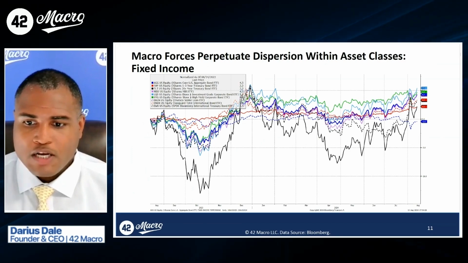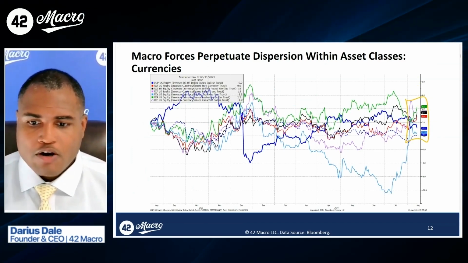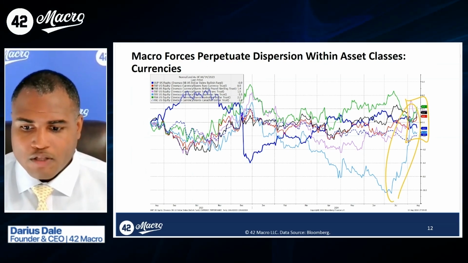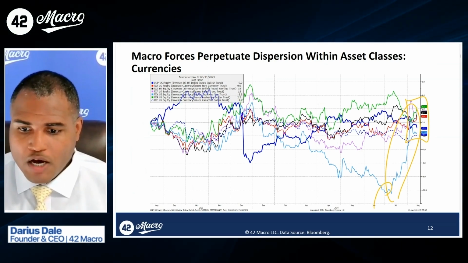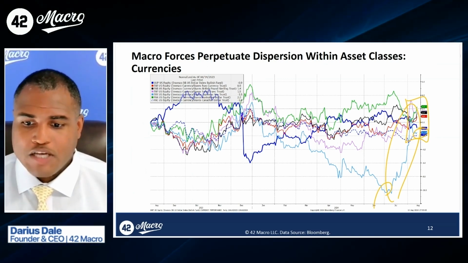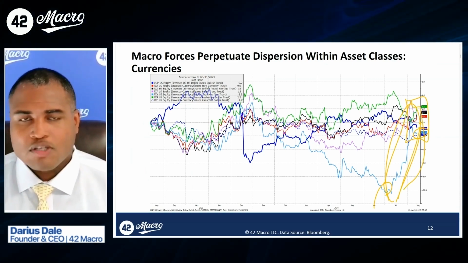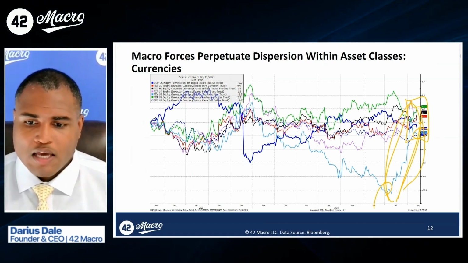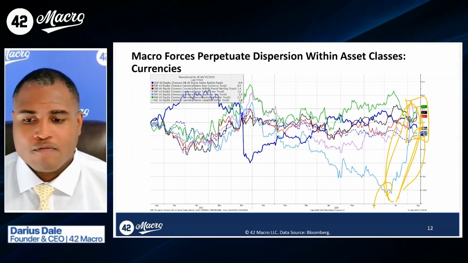Macro forces perpetuate dispersion within fixed income as well. They perpetuate dispersion within the currency market. Most recently, we saw a significant move in the Japanese yen off the lows. It was down 10% on a trailing 1 year look back basis, or kind of trailing 11-month look back, and now it's only down minus 1.5%. And this had obviously significant impact in terms of the sharp correction we saw across risk assets and the big rally that we saw in bonds in the context of that yen carry trade unwinding. And so those are obviously all perpetuated by macro forces as well.